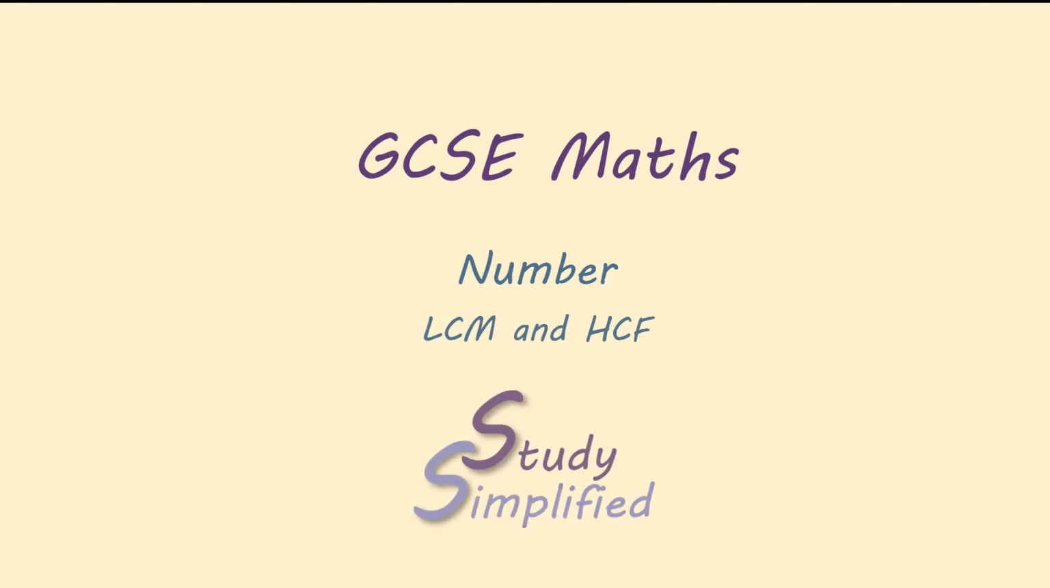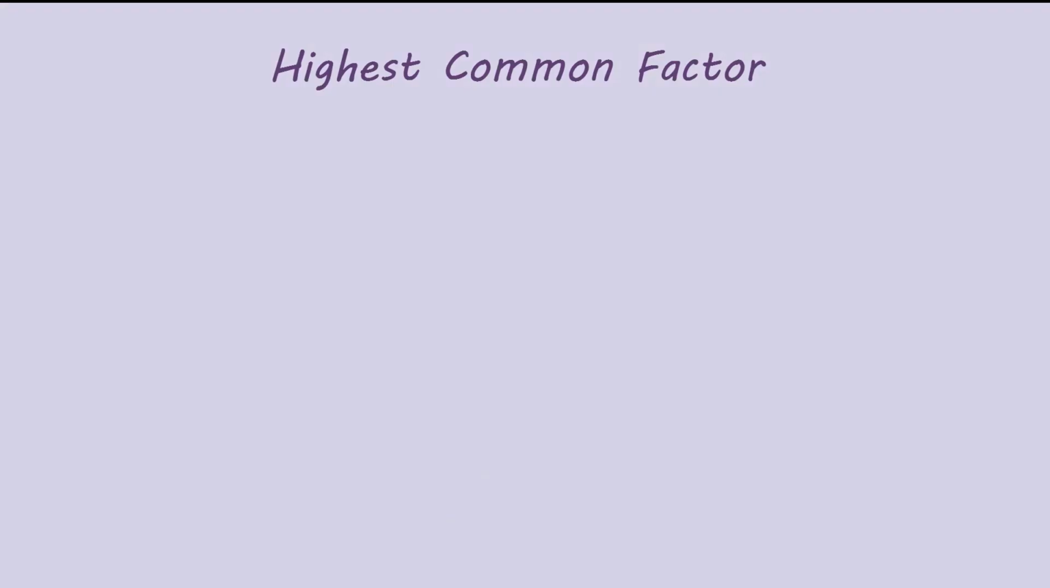Today we're going to cover how to work out the lowest common multiple and the highest common factor of two numbers. The highest common factor of two numbers is the largest number you can find, which is a factor of both numbers. Let's use the example of 12 and 30. What is the highest common factor of 12 and 30?